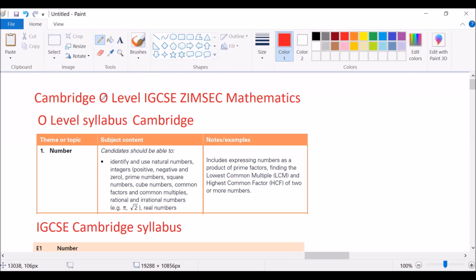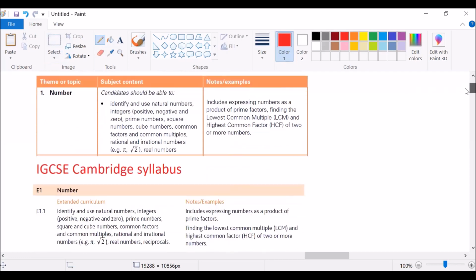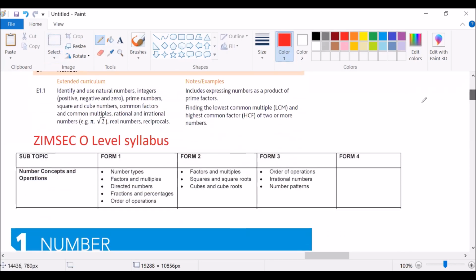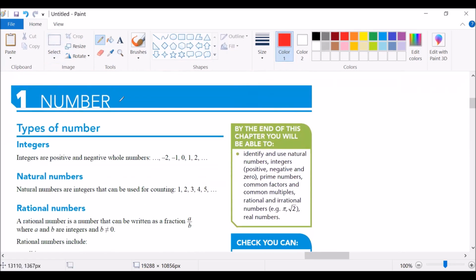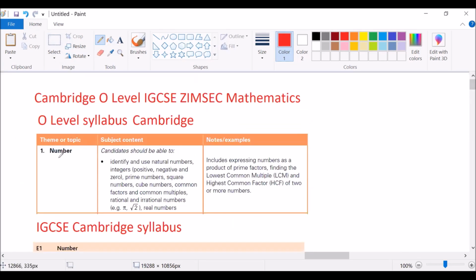Today, we look at the very first topic in O-Level and IGCSE Mathematics, the topic of number, types of numbers. Because in maths, we work with numbers. We have to know the types of numbers that are there. So we'll look at the syllabuses. We have O-Level, IGCSE, and ZIMSEC.